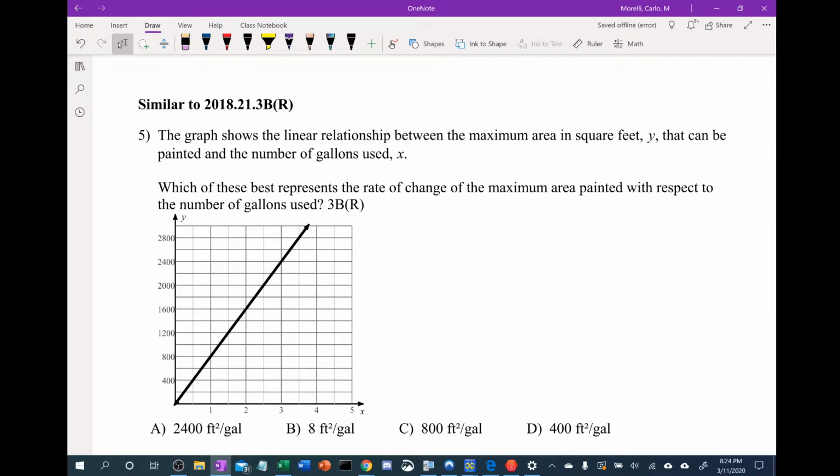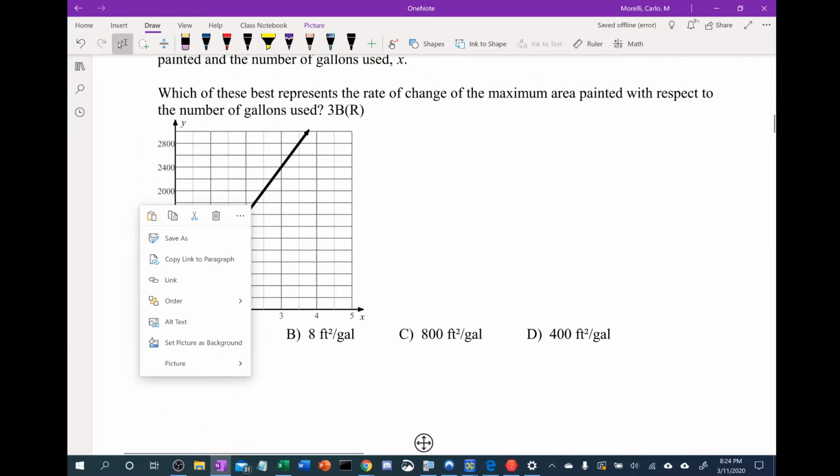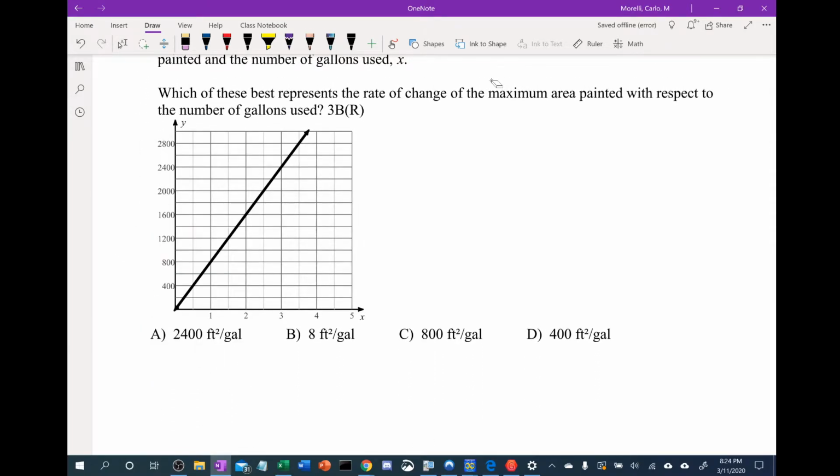The graph shows the linear relationship between the maximum area in square feet Y that can be painted and the number of gallons used X. Which of these best represents the rate of change of the maximum area painted with respect to the number of gallons used? This looks like 21 from the 2018 test. Okay, so basically we're trying to compute the slope.